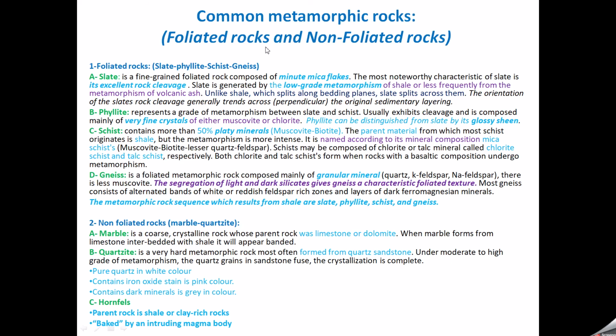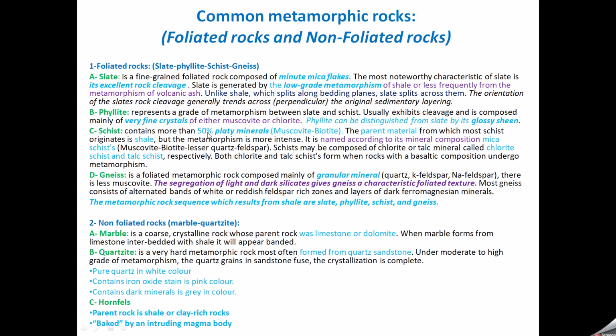Common metamorphic rocks, foliated rocks and non-foliated rocks. Here, foliated rocks: slate, phyllite, schist, going from low grade of metamorphism, intermediate, to high grade of metamorphism. Slate has minute mica flakes. It has excellent rock cleavage and it's low grade of metamorphism. And then phyllite has very fine crystals of either muscovite or chlorite, and it's shiny and glossy.